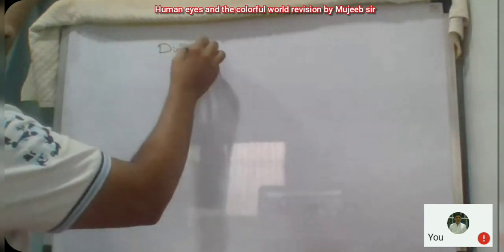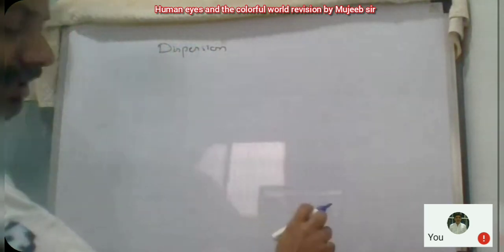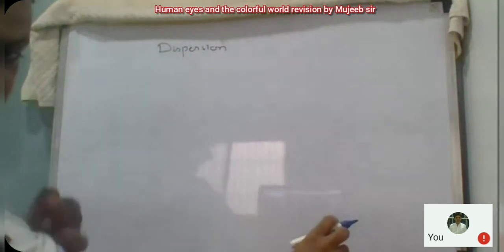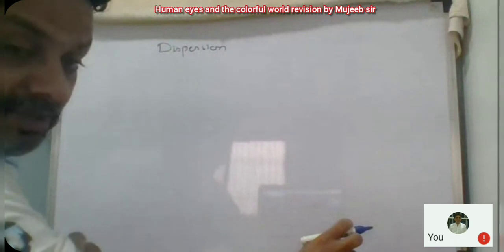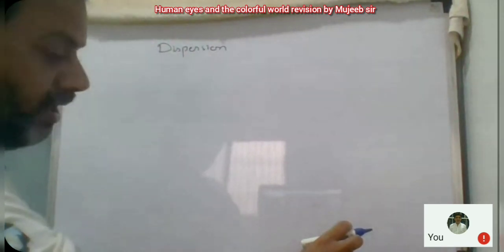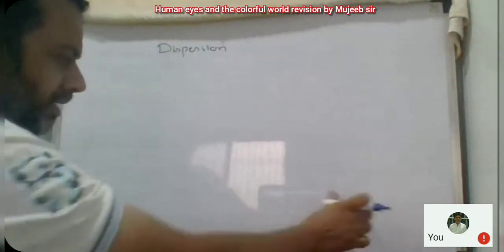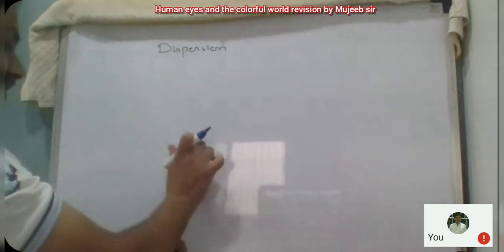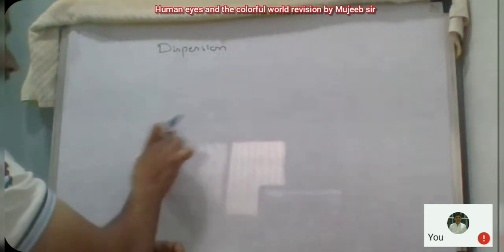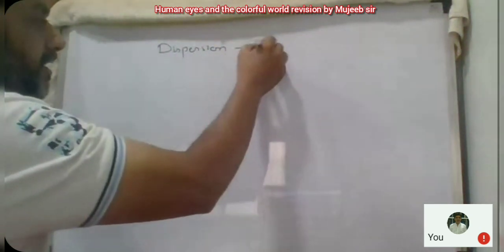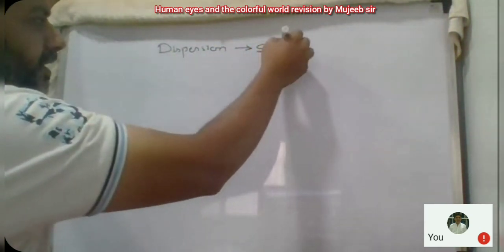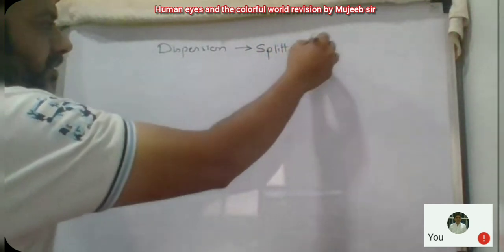In this chapter, each and every word has a value. If a word is changed by another word, the whole meaning will change, because we have a very bad habit of changing words very frequently. See here what happens. Dispersion is the splitting of white light.